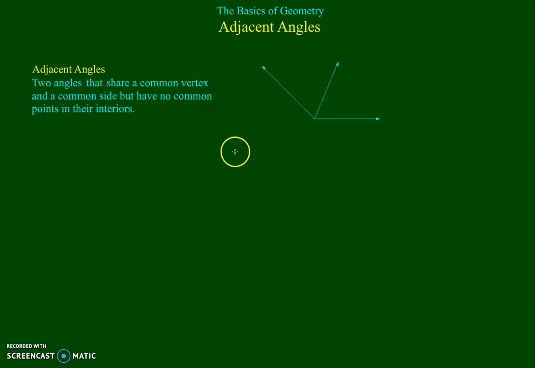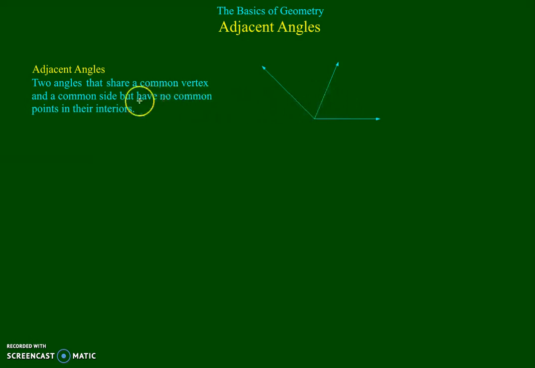Adjacent angles are two angles that share a common vertex, share a common side, but have no points in their interior in common. So any point that I make over here is only going to be in this angle and not over here. And likewise, any point that I make over here is going to be in this angle and not in this angle.